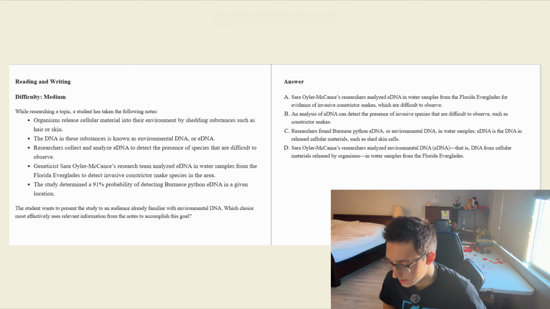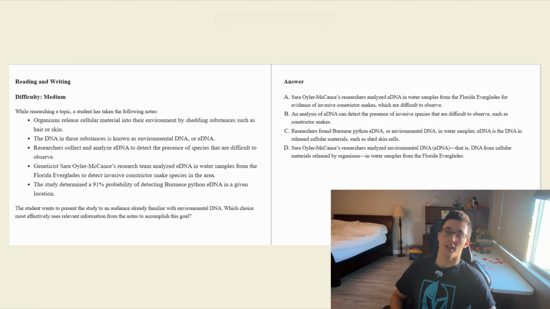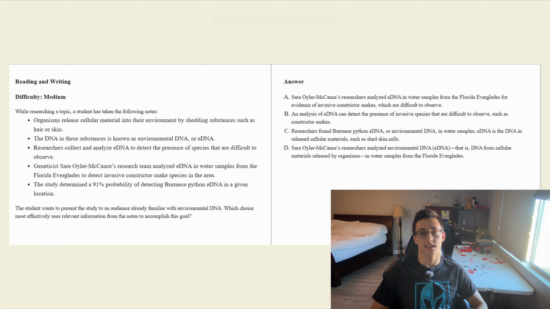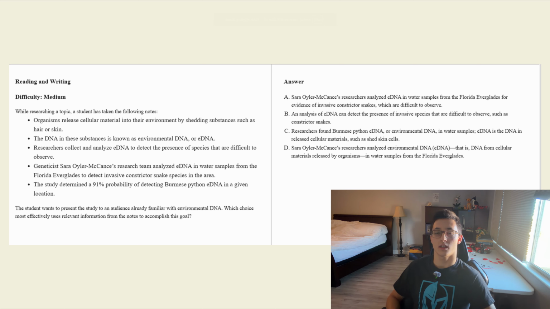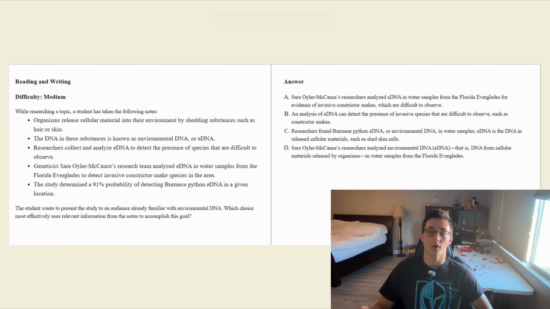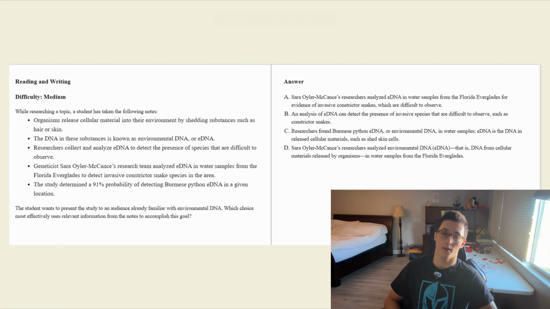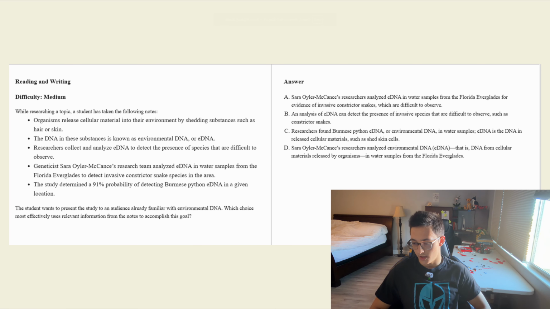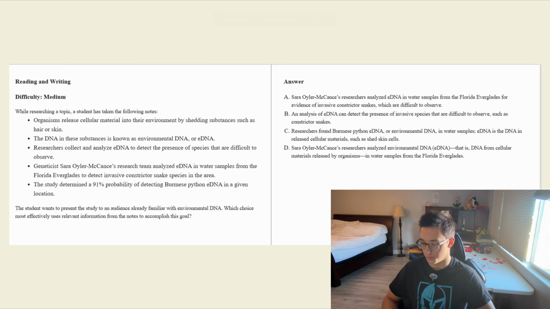B says, an analysis of eDNA can detect the presence of invasive species that are difficult to observe, such as constrictor snakes. Since the question is asking about presenting the study, you kind of do have to know what the study is in order to solve this. That's the outlier that I was talking about, right? If it wants you to summarize a study or present a study, you have to know what the study is. So let me skim through the notes real quick and find what the study actually is. All right, so the study is essentially saying that Sarah's research team analyzed the eDNA in water samples from the Everglades to detect invasive constrictor snake species in the area.